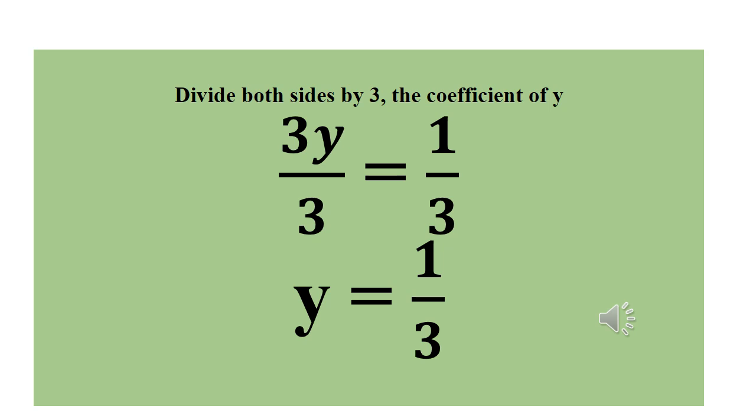Now it follows that since the coefficient of y is 3, we can divide both sides by that coefficient, which is 3. Then we have 3y over 3 equals 1 over 3. We are dividing both sides by 3. So 3 will cancel out 3 at the left side, then we have y left. So y equals 1 over 3, and that's the answer for y here.